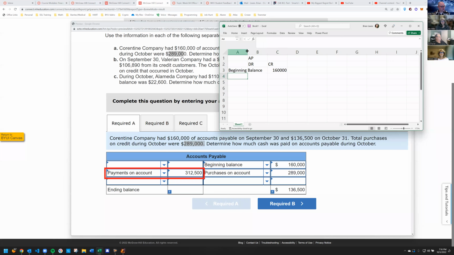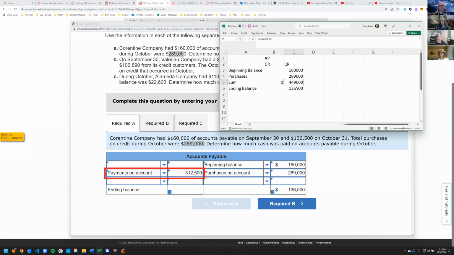I don't always do these traditionally. I just put little notes on them. There we go. The 160 side, right? I know that I purchased, purchases is the 289. And I know at the end, I need a net ending balance. Ending balance that equals 136,500. Okay. Now, what I could do is sum these. Oops, did I do that right? Yeah. Copy it over.